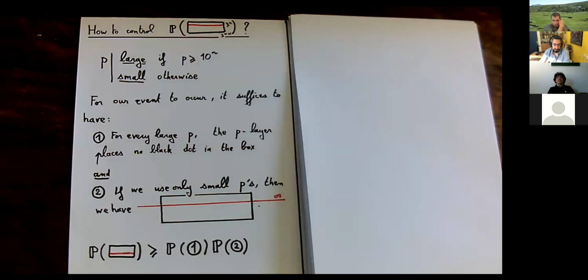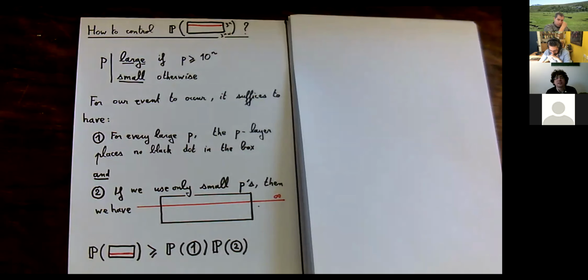So then we know that large P's do not interfere at all with what we want to see inside the box, because we want to see something white. So not having black is only helping for sure. And the second condition is that if we use only small P's to draw our picture and we forget about the large ones, then we can find an infinite horizontal white line such that its height makes it cross the rectangle.